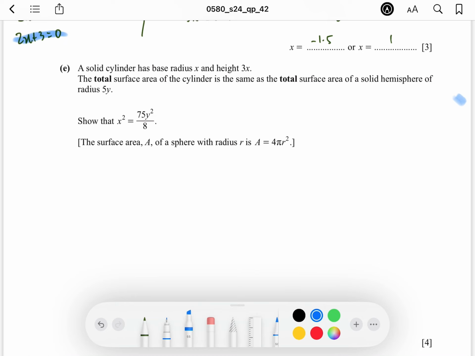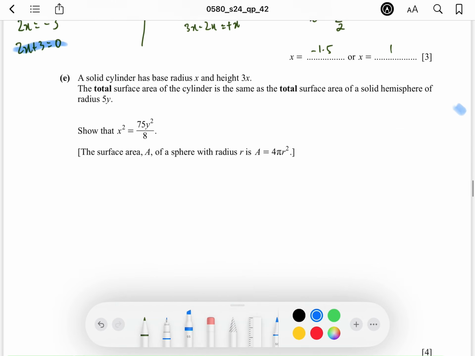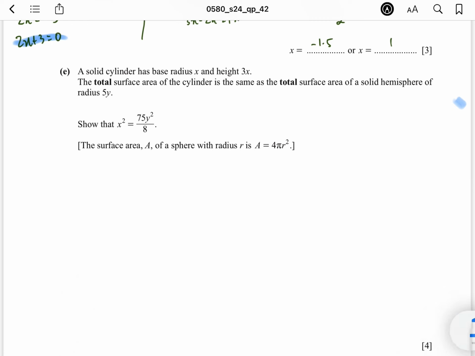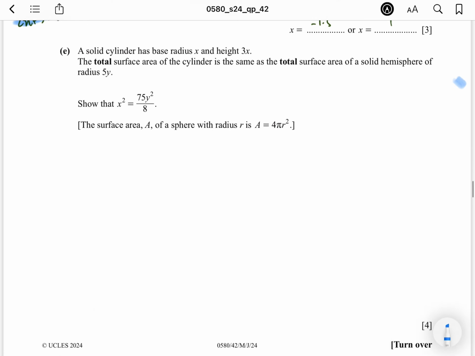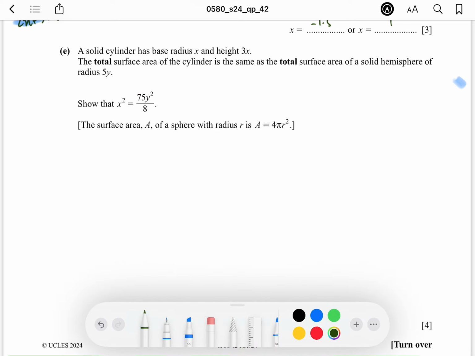A solid cylinder has base radius x and height 3x. Oh my God, 4 markah lagi. The total surface area of the cylinder is the same as the total surface area of a solid hemisphere of radius 5y. What is a hemisphere? Half of a sphere. Okay, that's very important for you to know. Half of a sphere.